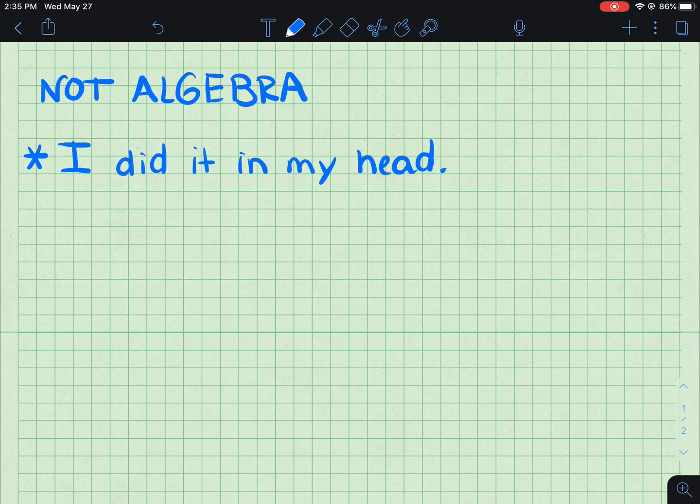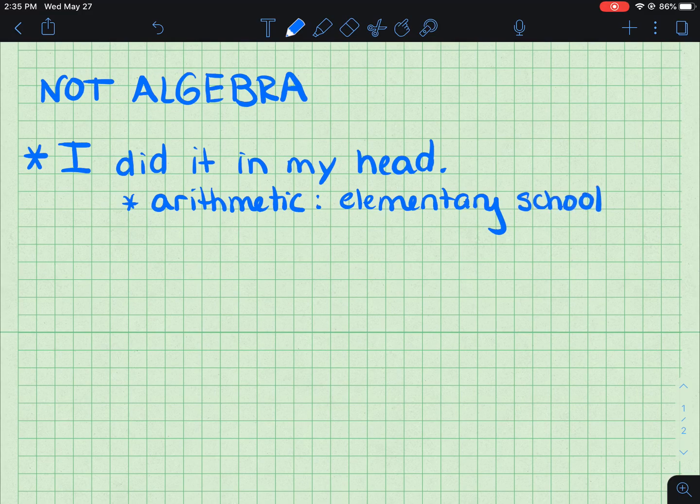If you did it in your head and you simply get the answer, you are doing arithmetic. And arithmetic is 6th grade math. Actually, probably lower than that. Let's call it elementary math. And we're not in elementary school anymore. So if you're telling me, I did this in my head, you're telling me I know how to do elementary school math. Well, that's great. I kind of assumed you did.